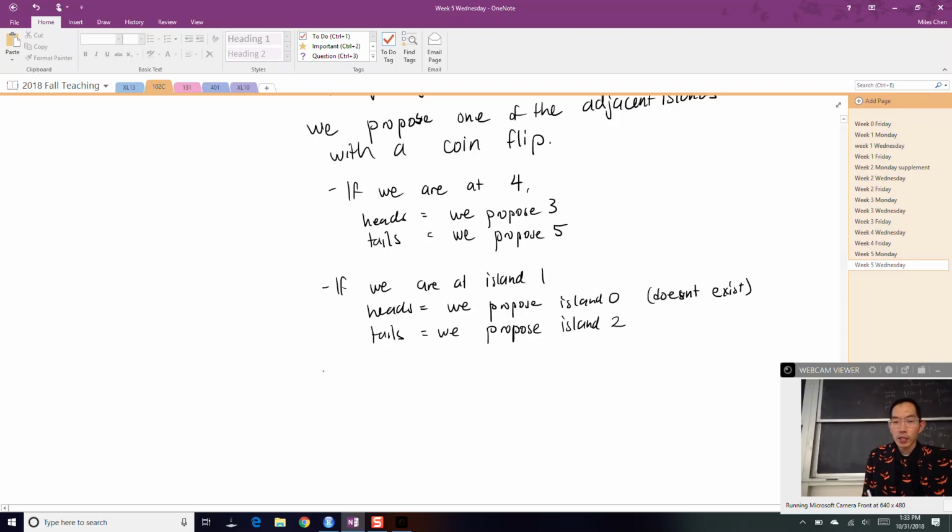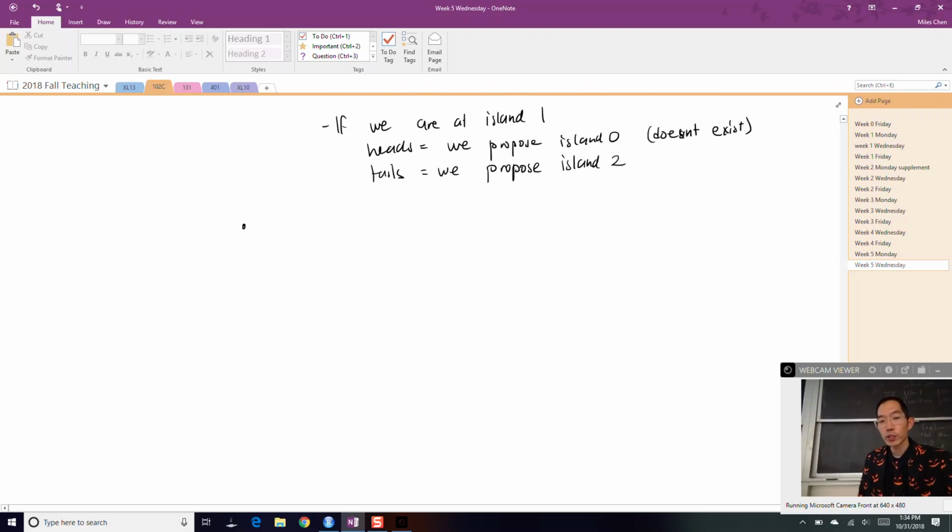So we propose an island, and then we decide: should I go there or stay put? You're going to either accept or reject your proposal, but if you reject, it doesn't mean you're not going to make a campaign visit at all. You're just going to stay on your current island and make another campaign visit there. So after proposing the island, you have to decide whether to go or not.